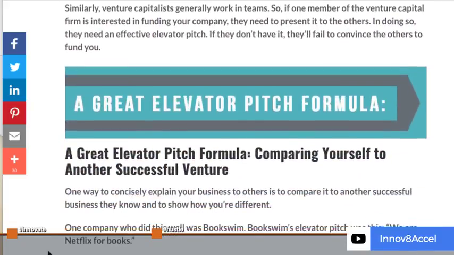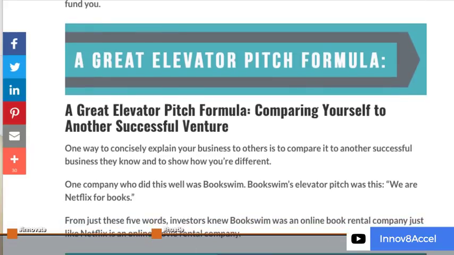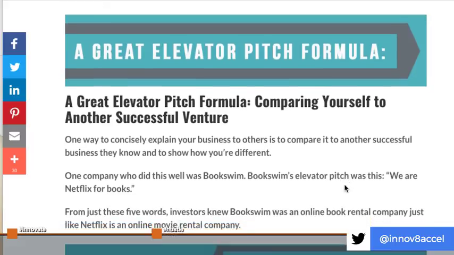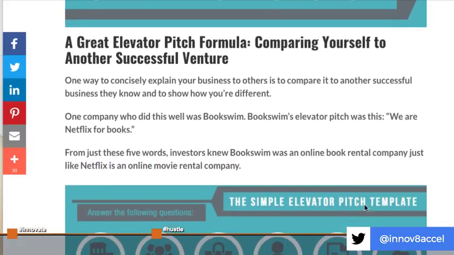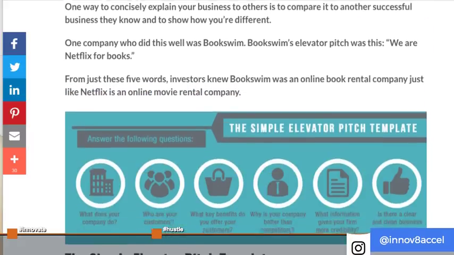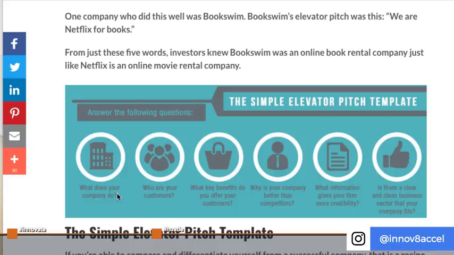So how do you construct this? A great formula for creating this is really to build a workshop activity around it, and you want to focus the workshop activity on the following aspects. What does your company do? Who are your key customers? What is the key benefit you offer to your customers? And why is your company better than its competitors? And what information gives your firm more credibility? And is there a clear and clean business sector that your company fits?